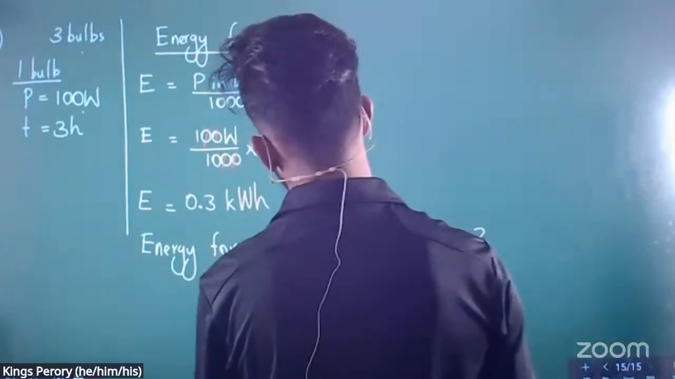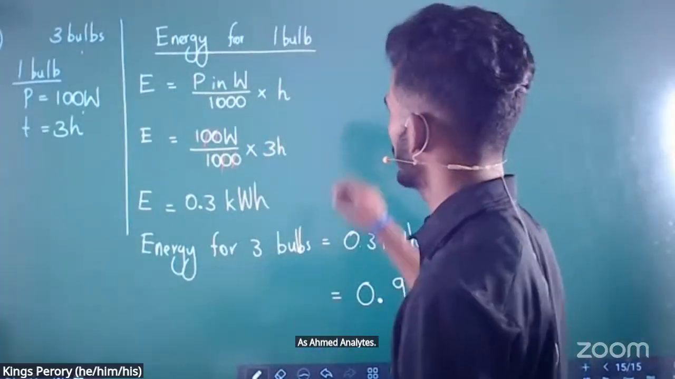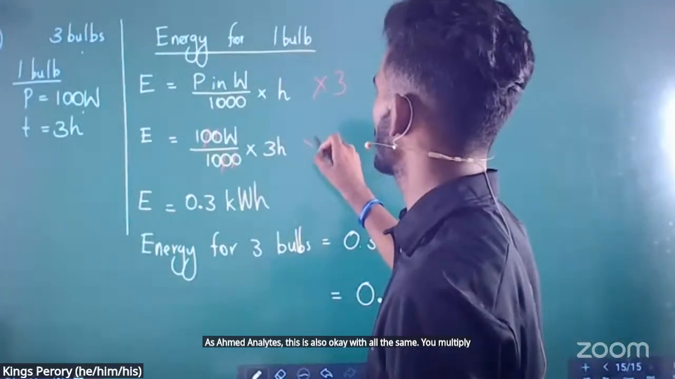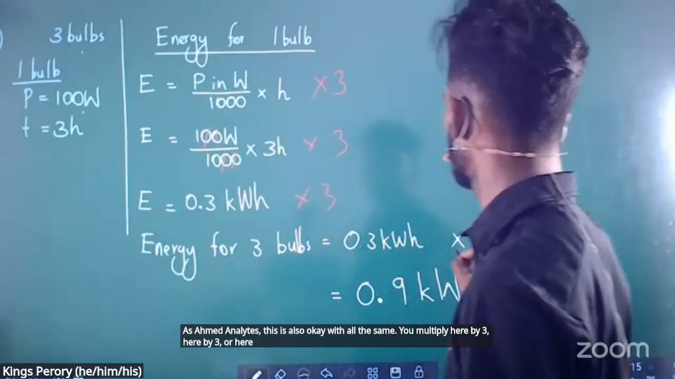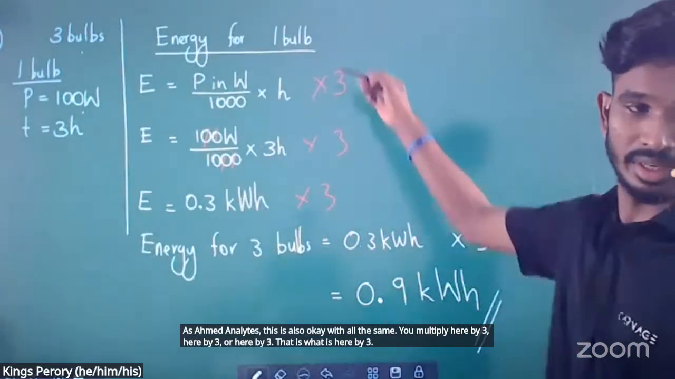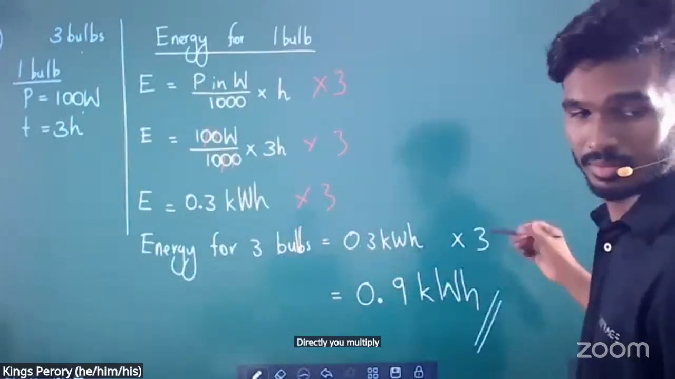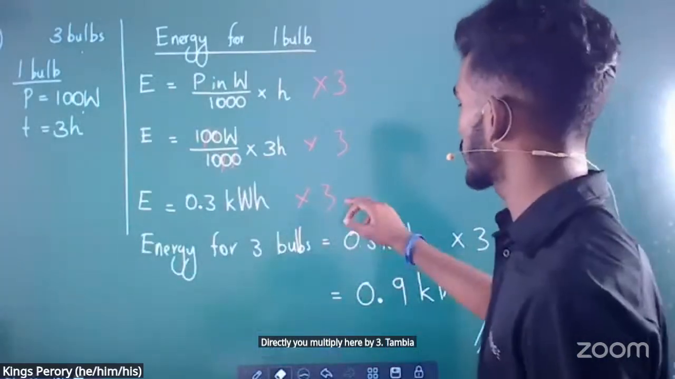Yeah, some have done it like this. This is also okay. All are the same. You multiply here by 3, directly multiply here by 3. Somewhere the multiplication by 3 should be added.